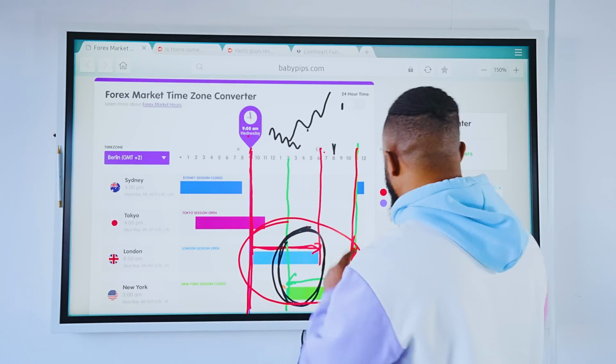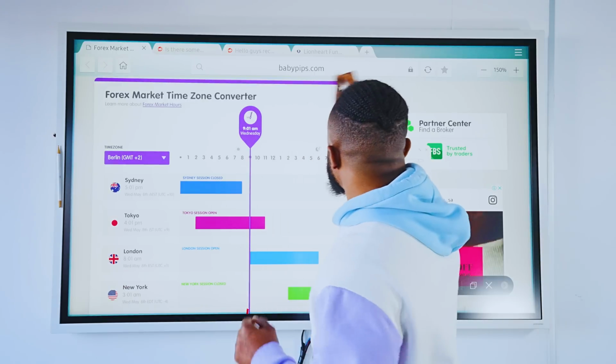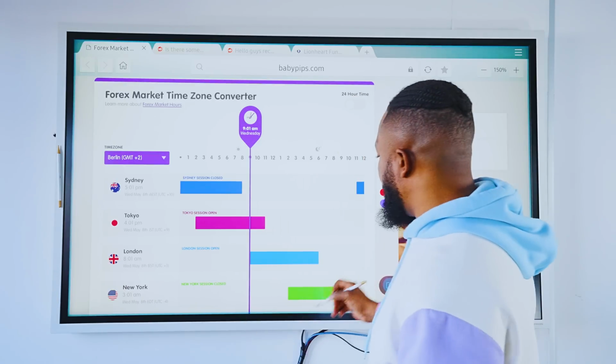Don't force it because by the close of the London session, let's just clean all of this. By the close of the New York session, this is the close of the New York session.